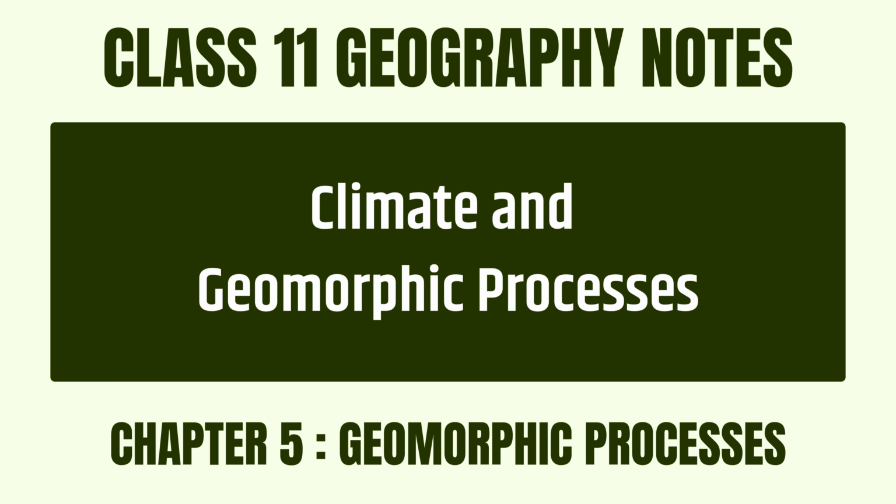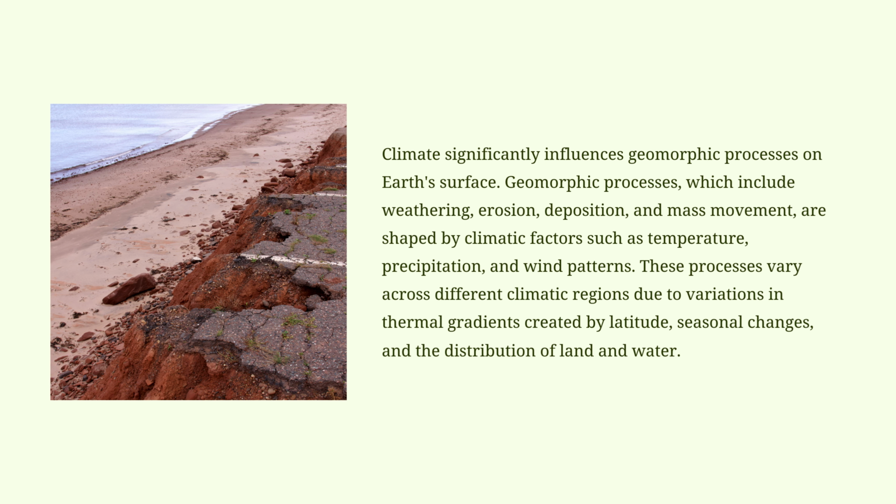Now, let's learn about climate and geomorphic processes. Climate significantly influences geomorphic processes on the Earth's surface. Geomorphic processes, which include weathering, erosion, deposition, and mass movement, are shaped by climatic factors such as temperature, precipitation, and wind patterns. These processes vary across different climatic regions because of variations in thermal gradients created by latitude, seasonal changes, and the distribution of land and water.